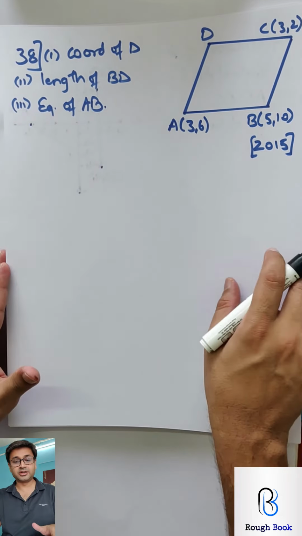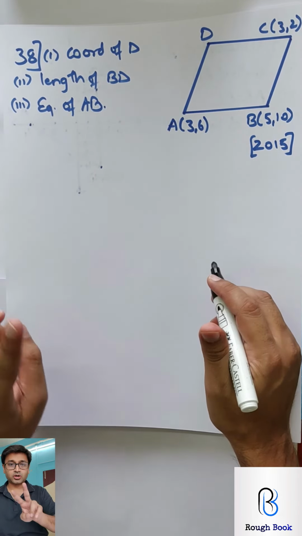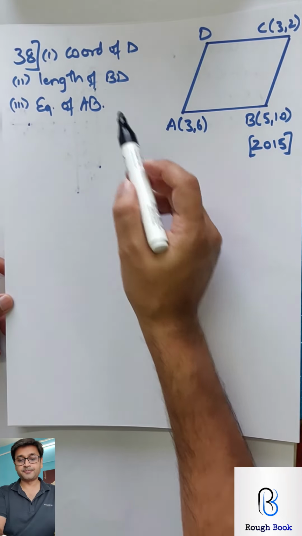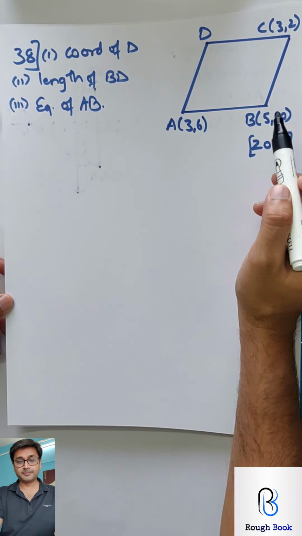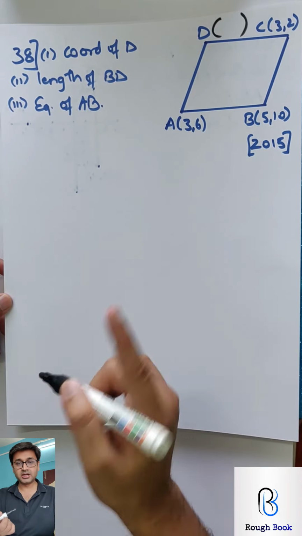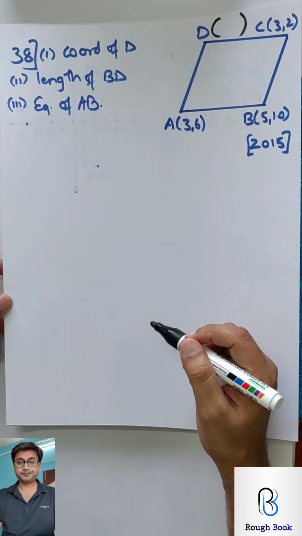Let's go to the next one. 38th. 38th has got two methods. Let's see which one you pick. At least one, at least you should get. Okay. ABCD is a parallelogram. You got to find the coordinates of D. How? Pause. Think. If you get a solution, come back.